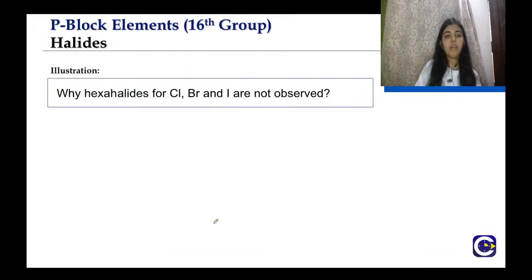Okay. Now, the next question is, why are hexahalides of chlorine, bromine and iodine not observed? Comment down and let me know why hexahalides of chlorine, bromine and iodine are not observed. That means SCl6, SBr6, SI6, why are they not observed? Anyone with the answer?